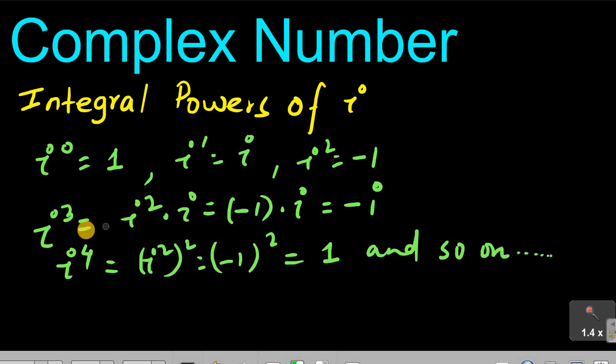In general, we can write i to the power 4n if it is there. That means the power of i is a multiple of 4, where n is an integer. Then i to the power 4n is always equal to 1.